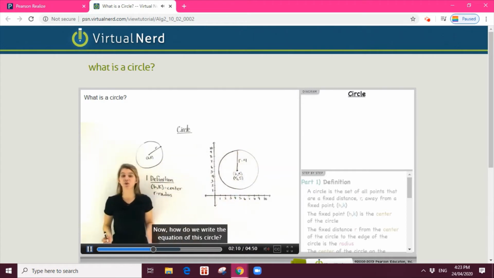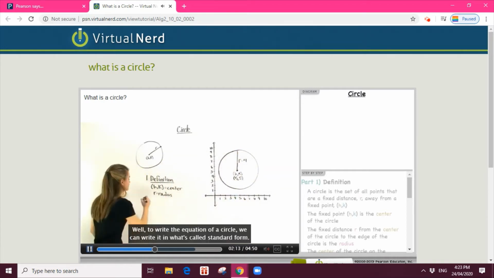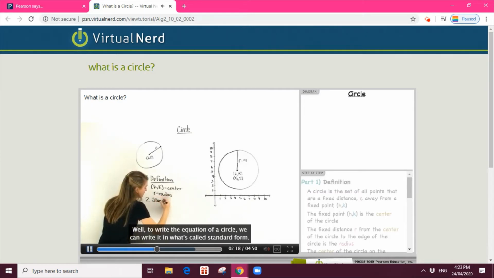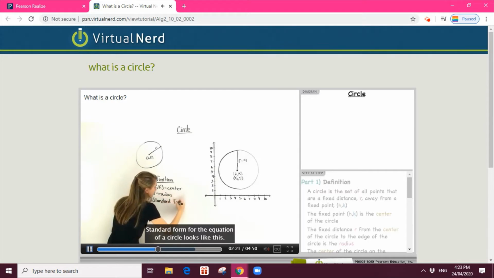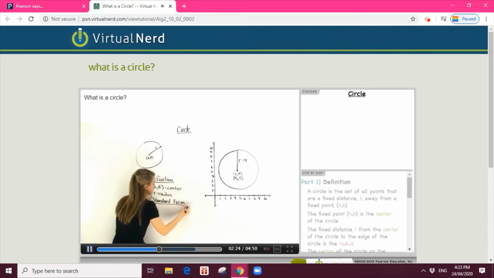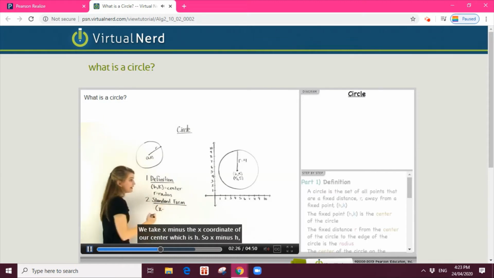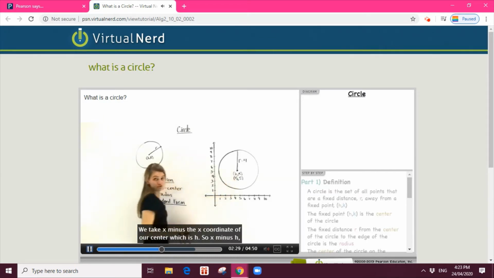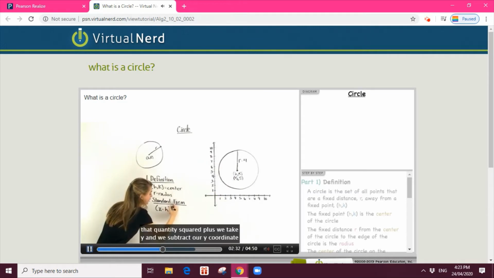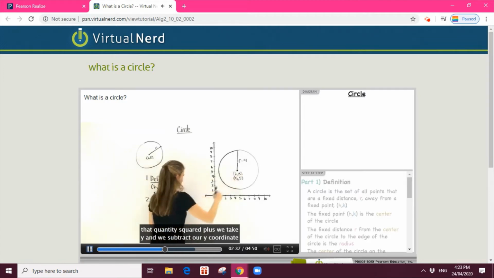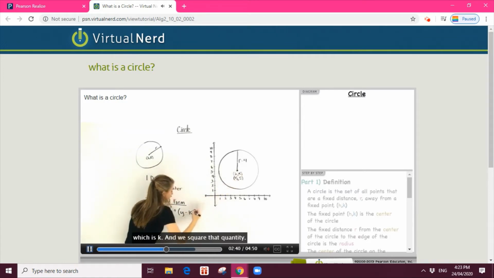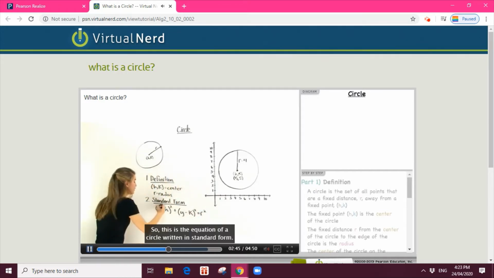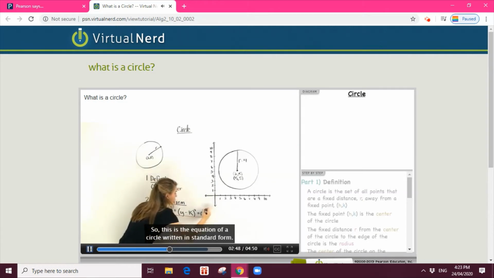Now, how do we write the equation of this circle? Well, to write the equation of a circle, we can write it in what's called standard form. Standard form for the equation of a circle looks like this. We take x minus the x coordinate of our center, which is h. So x minus h, that quantity squared, plus we take y and we subtract our y coordinate, which is k. And we square that quantity. This is equal to r squared. So this is the equation of a circle written in standard form.